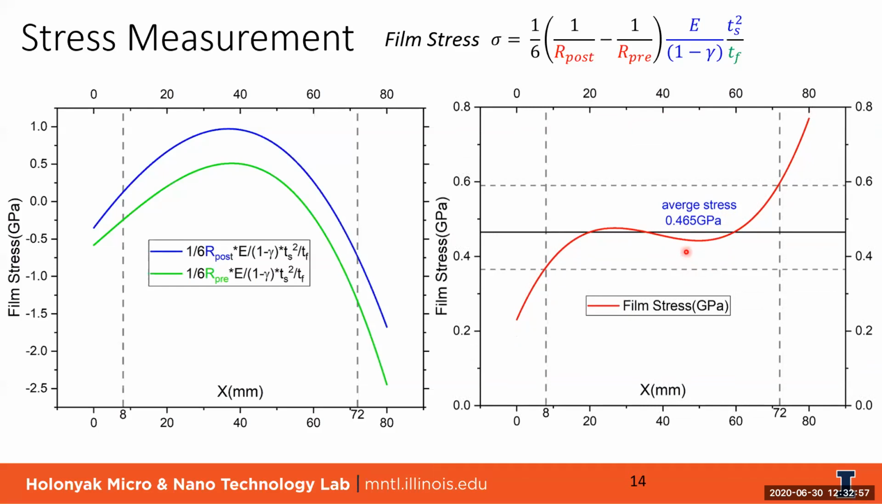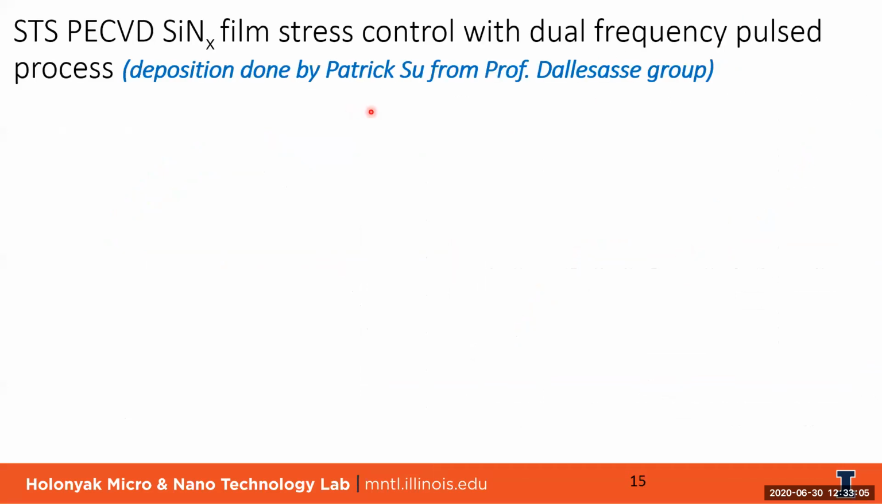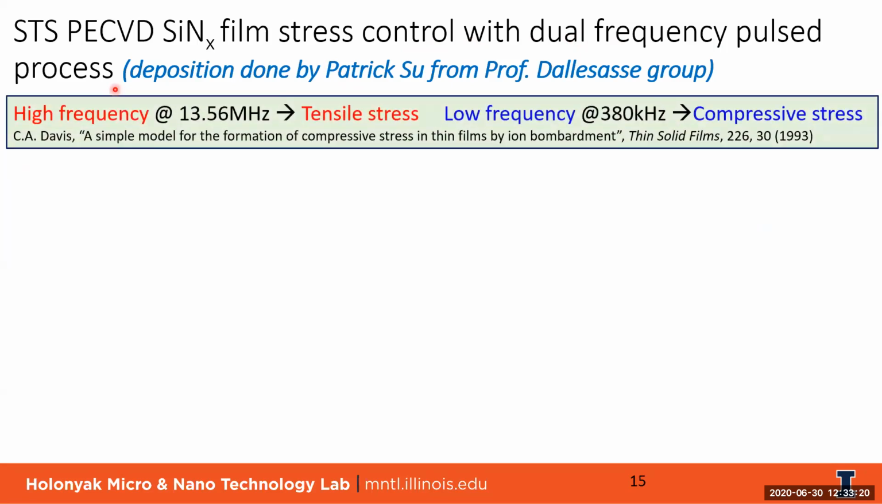So now that we know how to measure the film stress, I'm going to show the data provided by Patrick Su, from Professor John Dallesasse's group. In this case, he is trying to do film stress control with a dual frequency pulse process. If you remember, 3 weeks ago, one of the Oxford process engineers, Greg, also explained the same kind of film stress control using dual frequency pulse control.